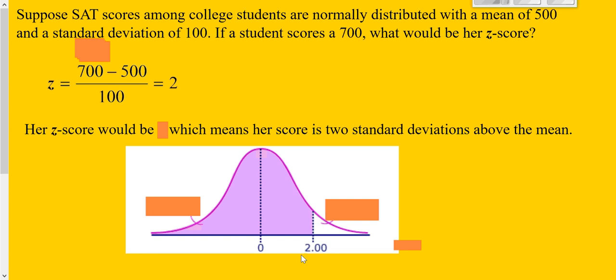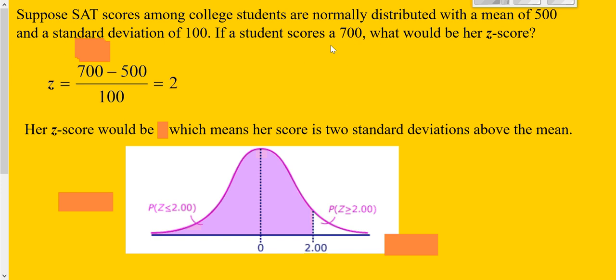Now, a positive 2 means they did better than all this shaded in pink over here. So all this is the people that did less than that 700, or a z-score of 2. What's to the right over here would be all the people that did better than that z-score of 2, or better than a score of 700. So that's how it ties into the normal density curve.